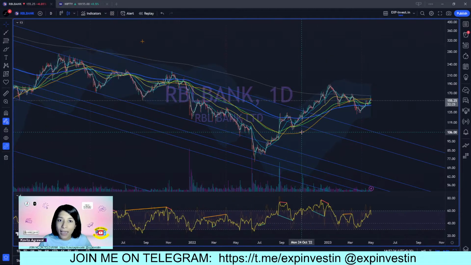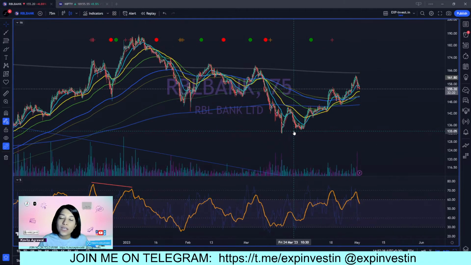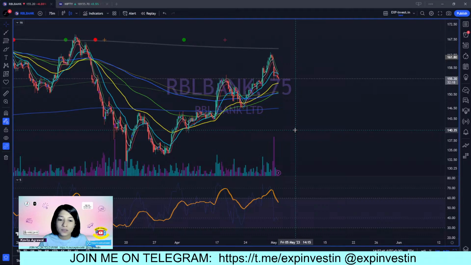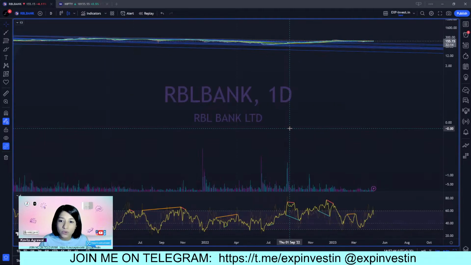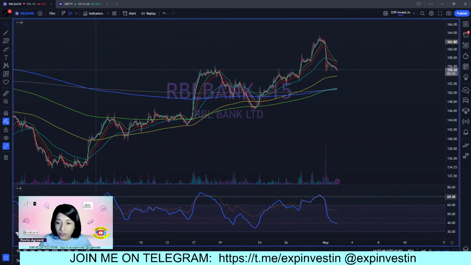As we just saw on the Bank Nifty chart as well, it's very close to resistance, and that is the reason why making fresh positions in banks might not be a very, very good idea at this point of time. However, let me just quickly draw.